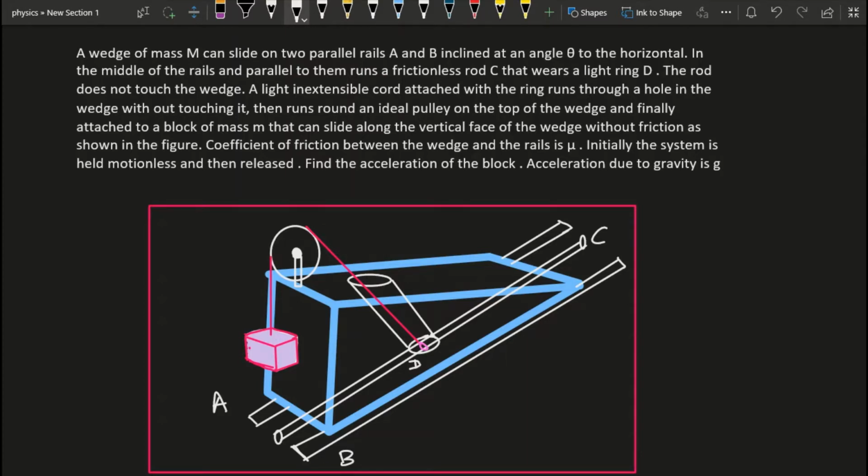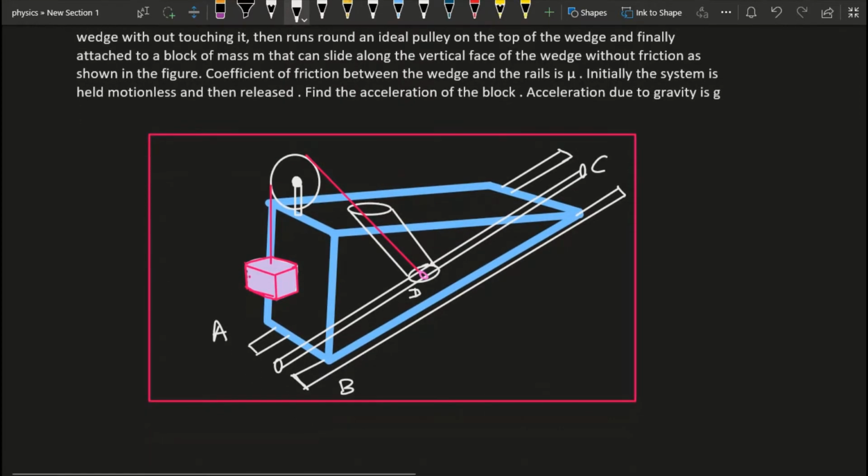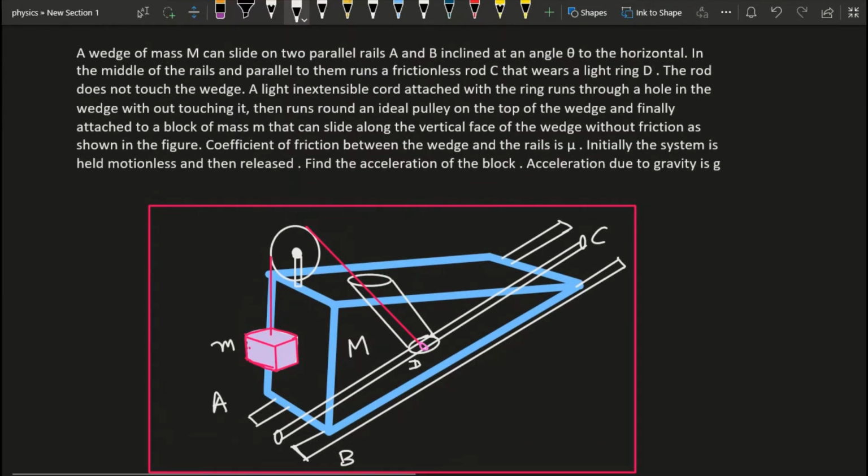So now let us proceed to the problem. This is the diagram for the given problem. If you see, this is the block of mass small m and this is the wedge of mass capital M. You can see the hole also, and this is the way the entire arrangement is set up. Now we are going to solve this problem, students. But first of all, we have to consider the case when the system is held motionless.